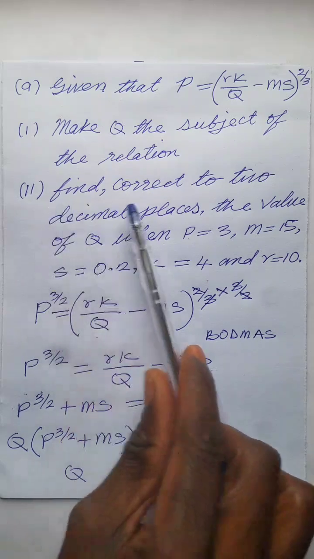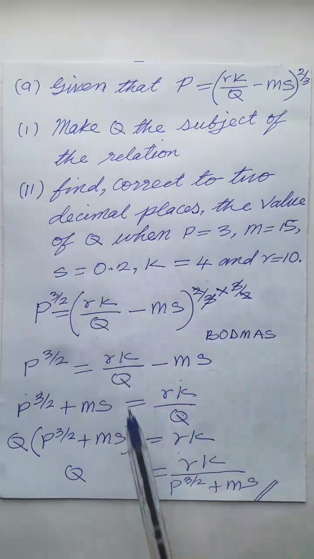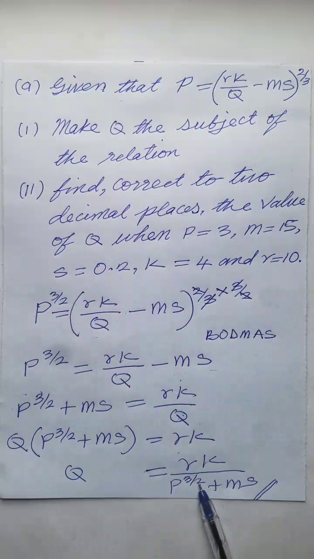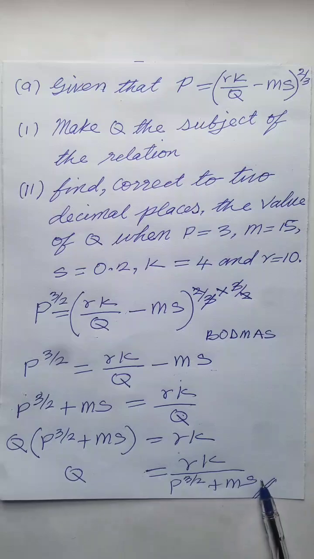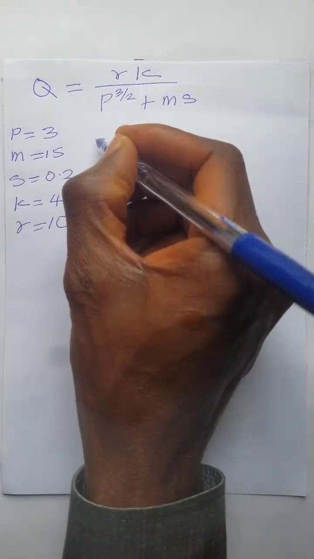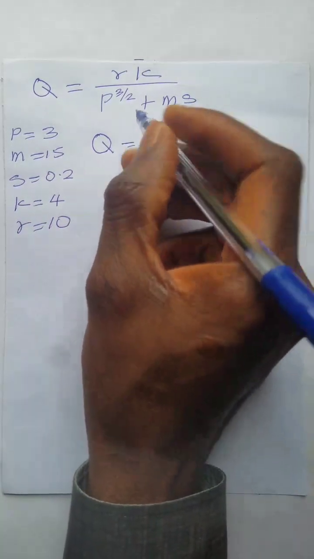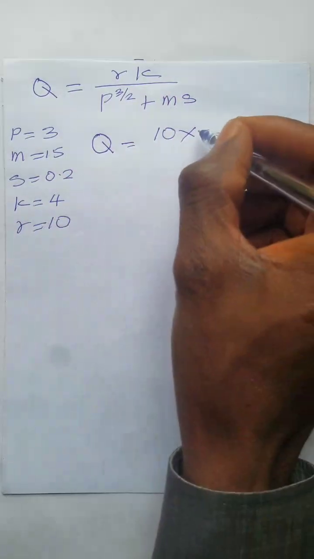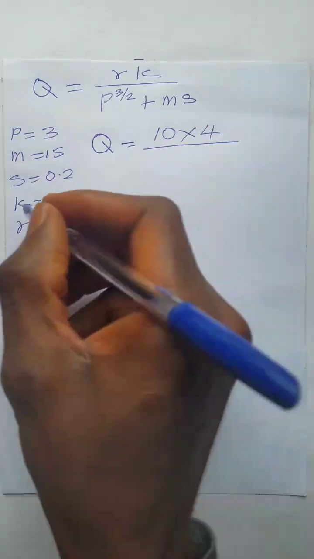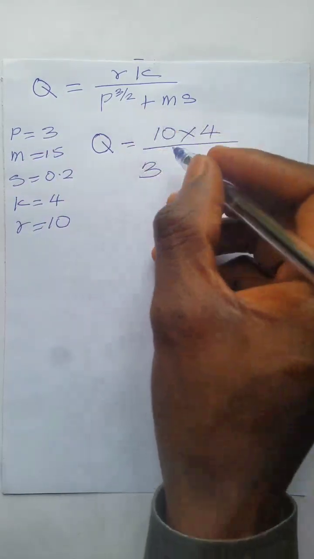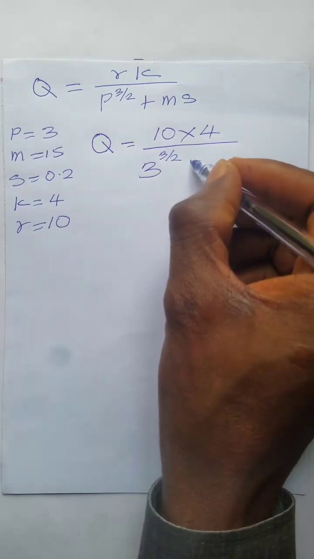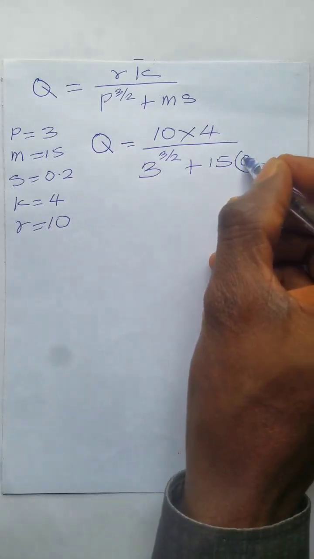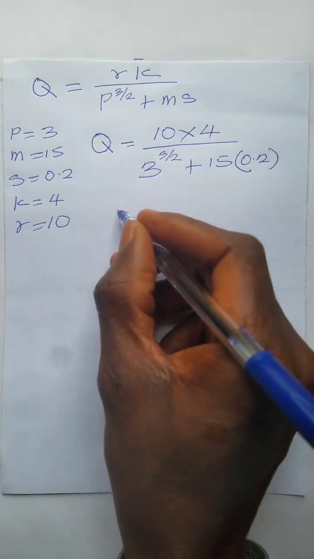Part B says find correct to two decimal places the value of Q. So what will this Q be when I substitute all these values here? Okay, so let's go ahead and do that. So let's have our Q. What's our R? Our R is 10, so we have 10 times what's our K? 4, divided by what's our P? P is 3 raised to power 3 over 2 plus what's our M? 15 times what's our S? 0.2. Okay, so what's that?